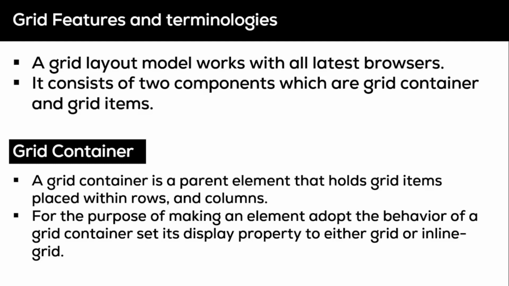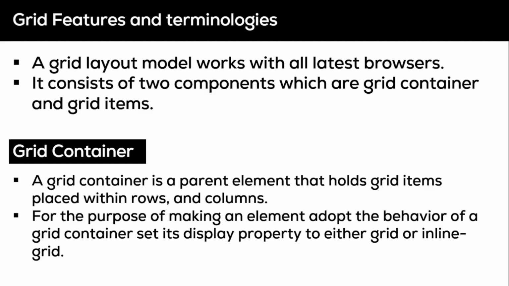It consists of two components, which are a grid container and the grid items. If you remember Flex, even Flex had a Flex container and Flex items, and they use the same approach in a grid. So CSS Grid has two major components, and this is very important. Take note, we have two components in a grid. So the first one is the grid container.